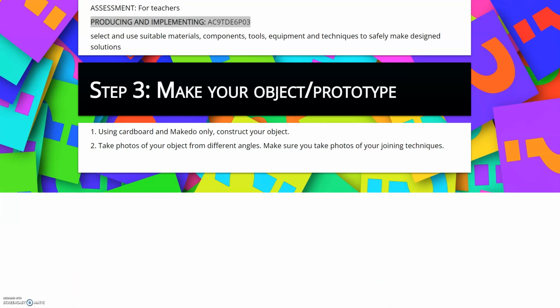And so this is the next double lesson, at week 5. We're up to here. So here they are producing and implementing, using cardboard and make-do only to construct their object. When they've constructed it, you need to get them to take photos from different angles and make sure that they take photos of their joining techniques, because this will be vital when it comes to their evaluation.